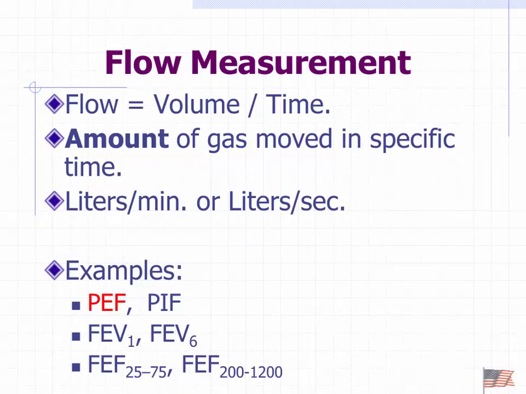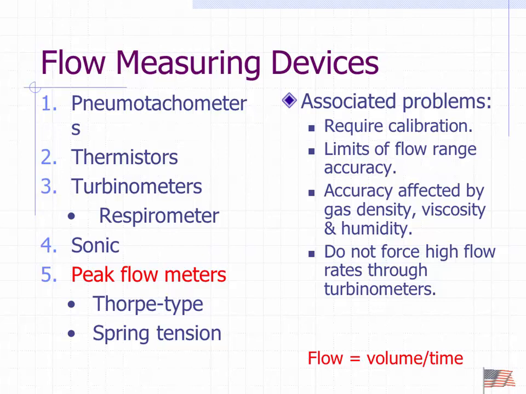We know that flow is volume per unit time, so it's the amount of gas that we're removing in a specific amount of time. We express it either as liters per minute or liters per second. Some examples: peak expiratory flow rate, peak inspiratory flow rate, your forced expired volume in 1 second, 6 seconds, whatever, and then your FEF 25-75 and FEF 200-1200. Lots of different ways to measure this. We can use something called a pneumotachometer.